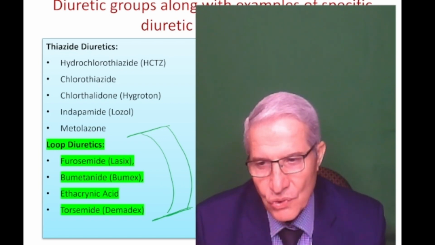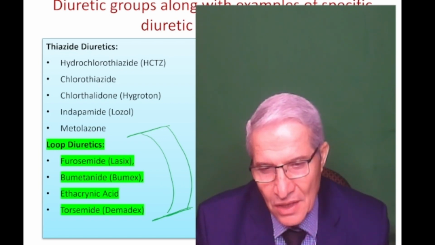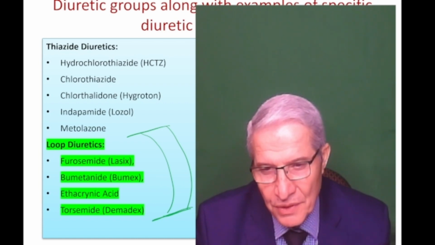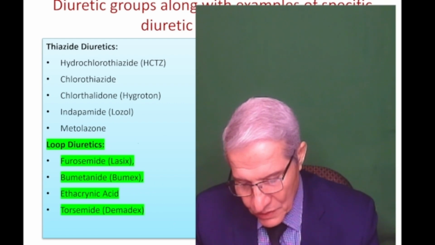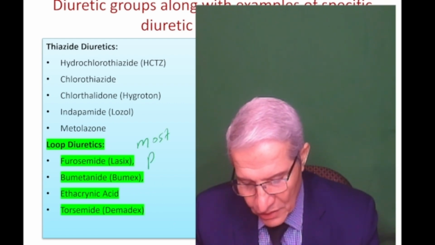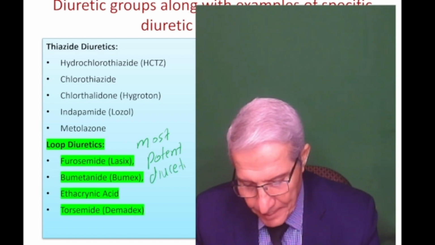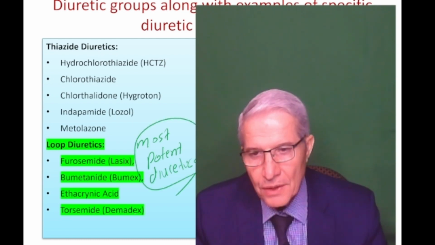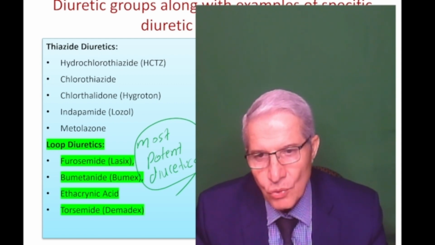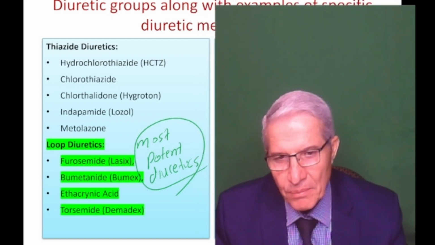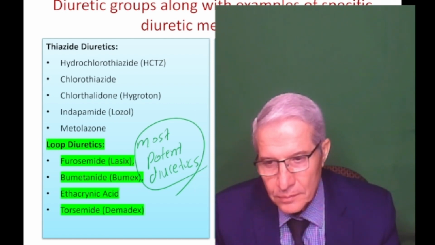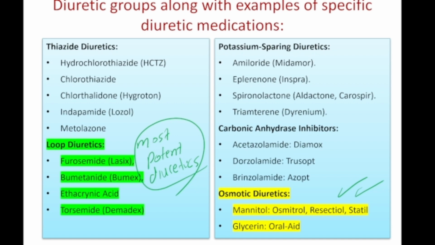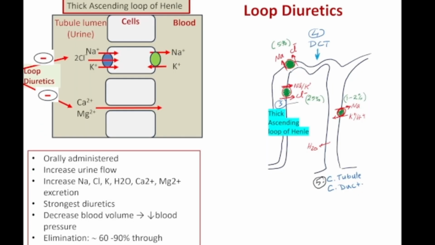What we have here: furosemide, Lasix, bumetanide, ethacrynic acid, torsemide. This is the most important medication, and we can type here, this is the most potent diuretic. The most potent diuretic will be loop diuretic. This medication works mainly on the kidneys. So the second group we will discuss is the loop diuretic.